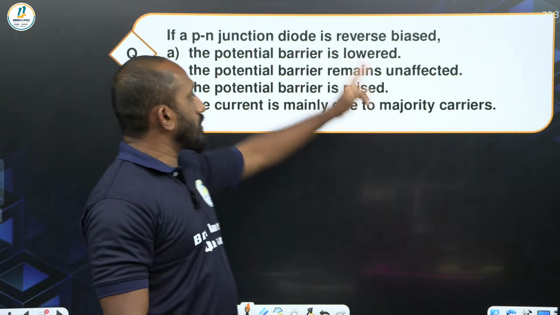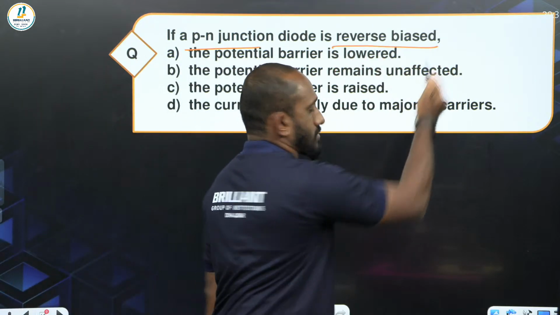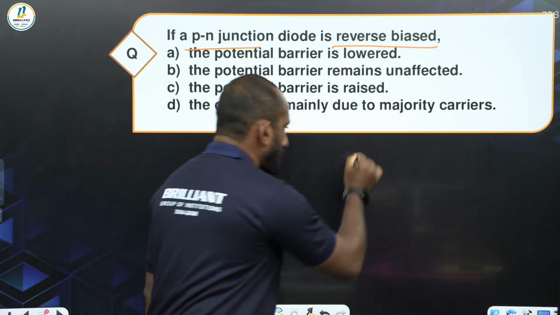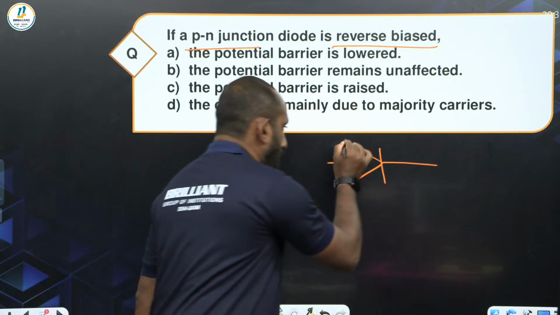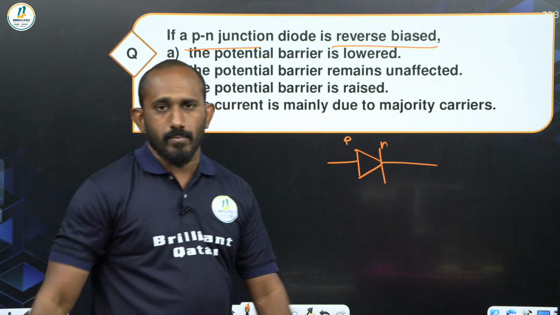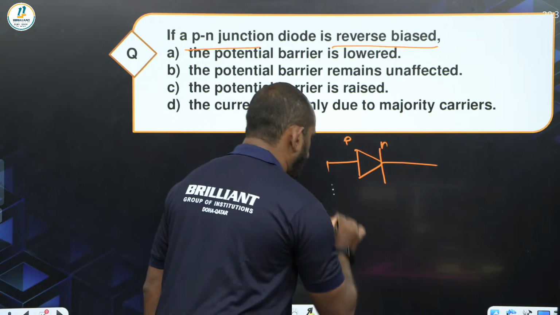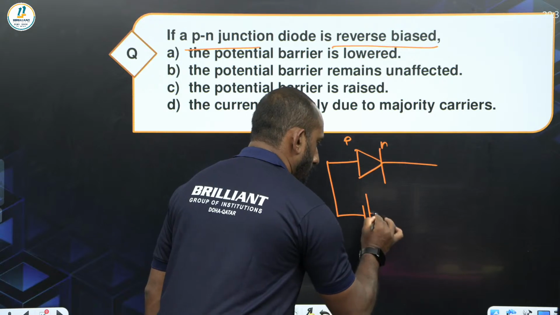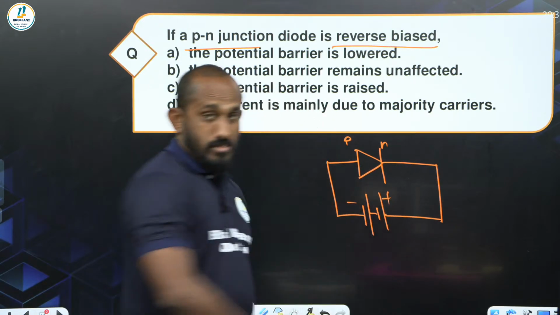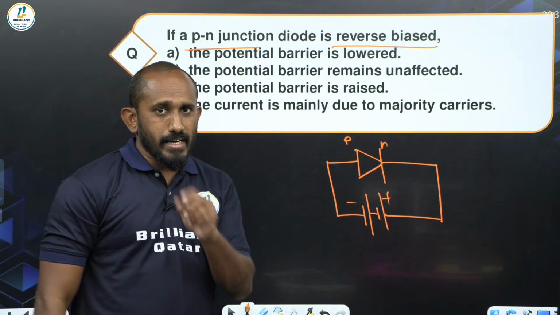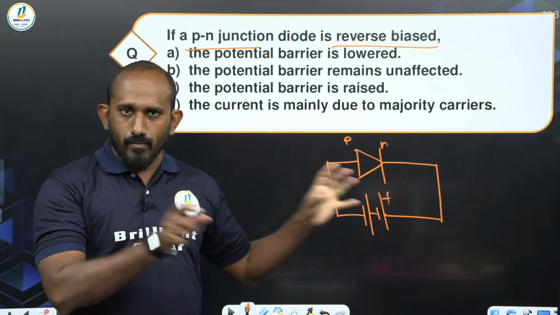If a PN junction diode is reverse biased, a direct question. PN junction is reverse biased. What is the meaning of reverse biased? A junction diode will be represented like this. This is the P region and this is the N region of the diode. If you connect with opposing polarity of the battery, the P type comes to negative and the N type goes to positive. A simple circuit diagram I'm drawing. You might have studied reverse bias and forward bias characteristics using ammeter and voltmeter connections.